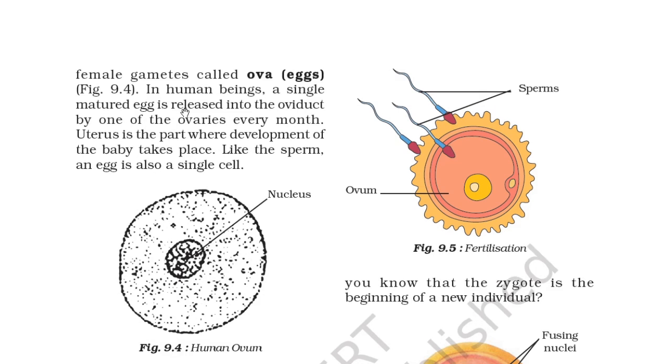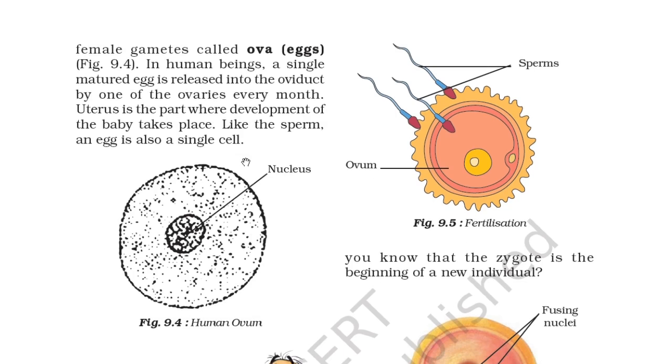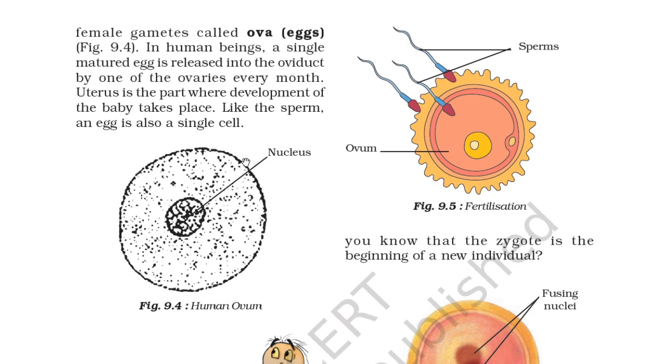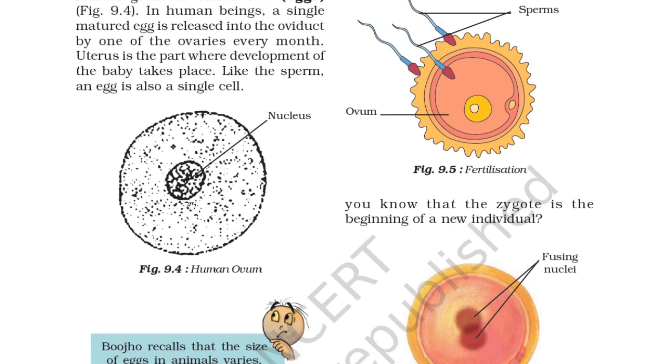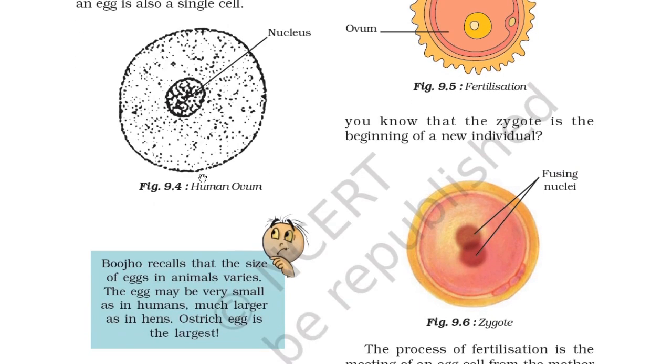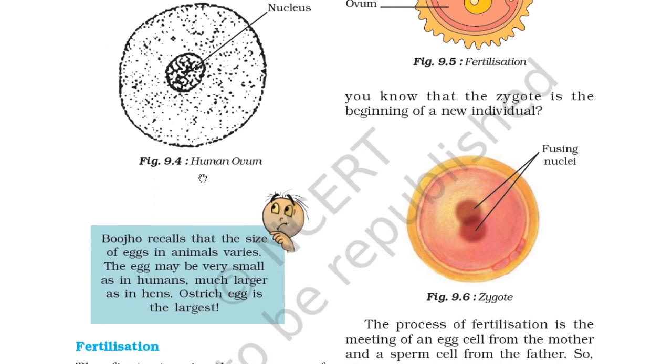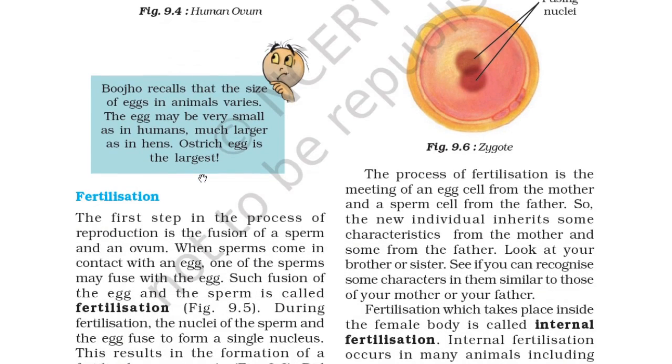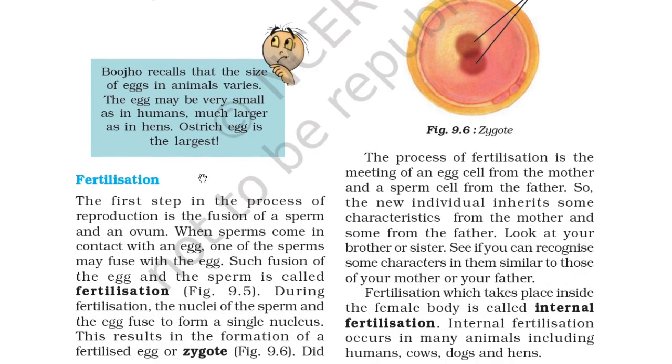In human beings, a single matured egg is released into the oviduct by one of the ovaries every month. The uterus is the part where development of the baby takes place. Like the sperm, the egg is also a single cell. So sperm and ovum are each a single cell. You can see the nucleus in it. Recall that the size of eggs in animals varies. The eggs may be very small, as in humans, or much larger, as in hen. The ostrich egg is the largest. Fertilization, the first step in the process of reproduction, is the fusion of a sperm and an ovum.